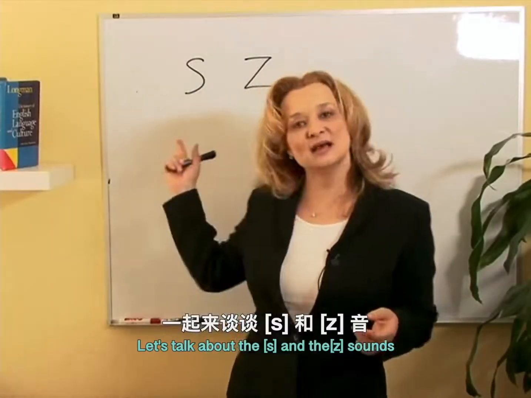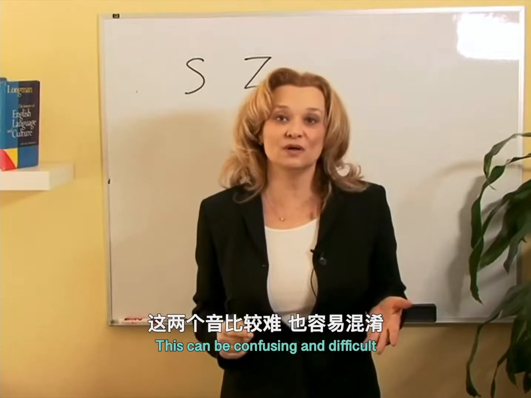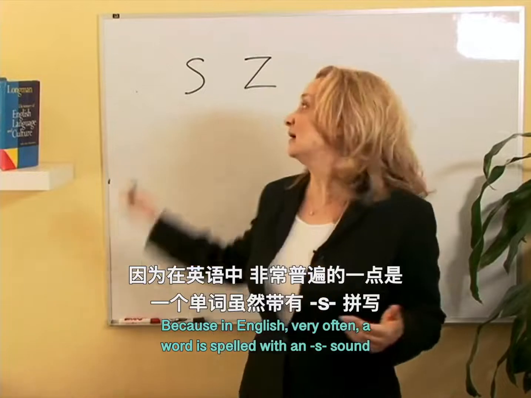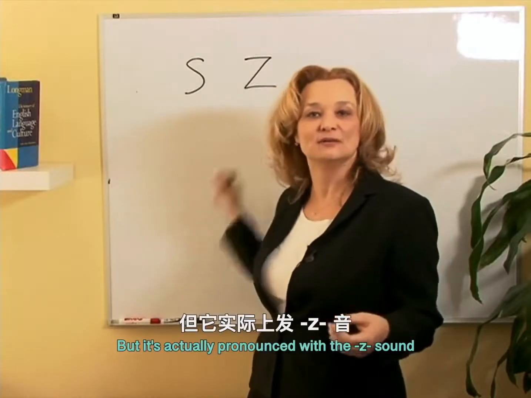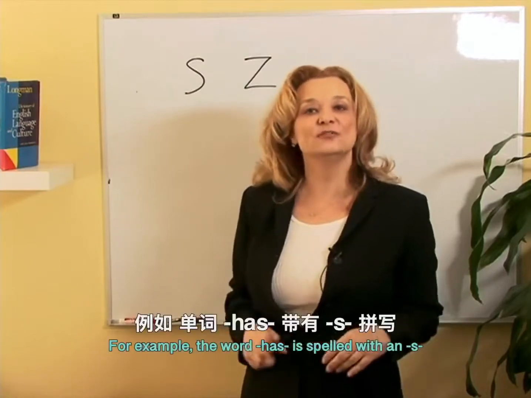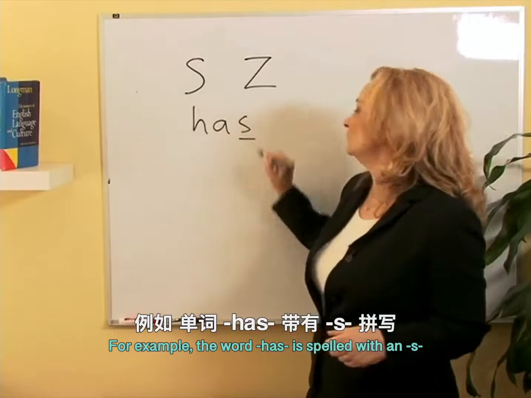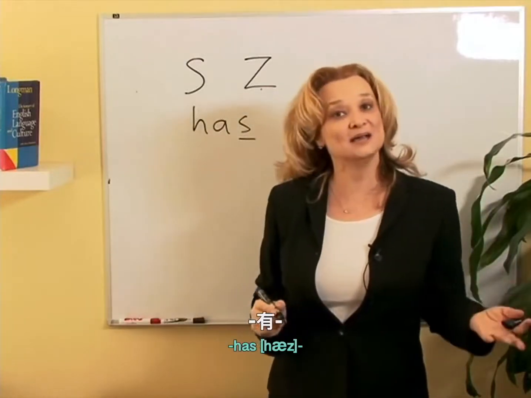Let's talk about the S and the Z sounds. This can be confusing and difficult because in English, very often a word is spelled with an S, but it's actually pronounced with a Z sound, with a Z. For example, the word has. It's spelled with an S, but the sound is actually Z, has.